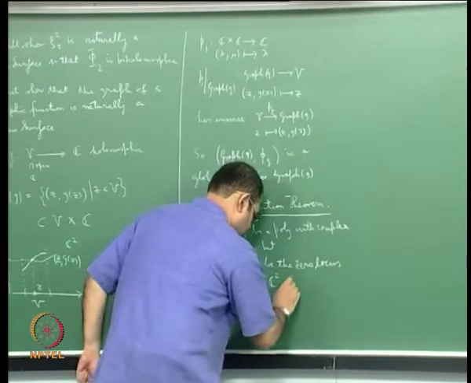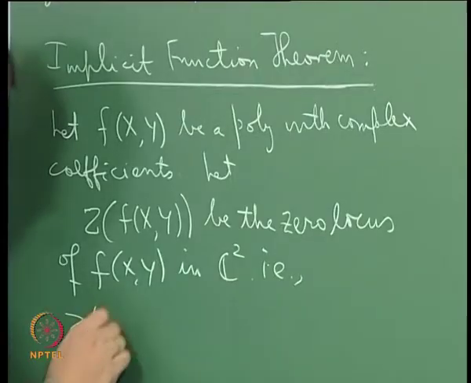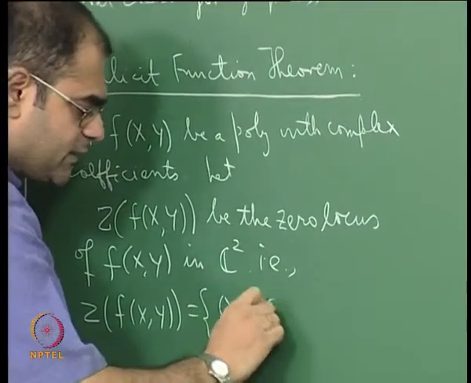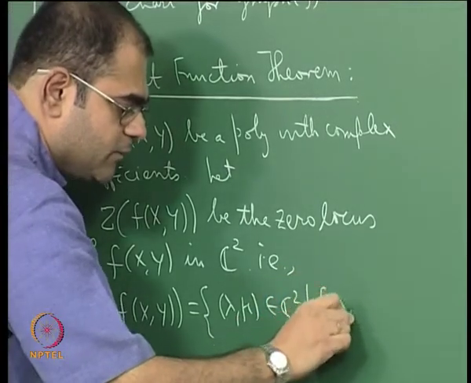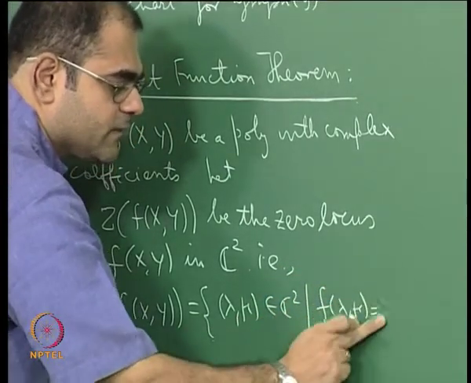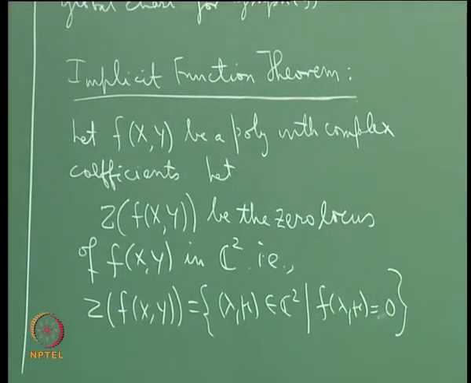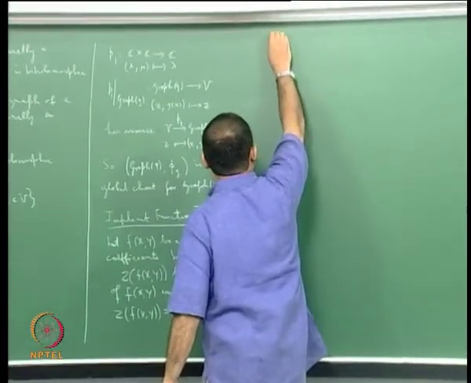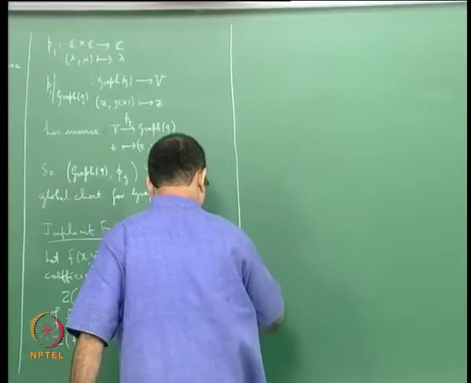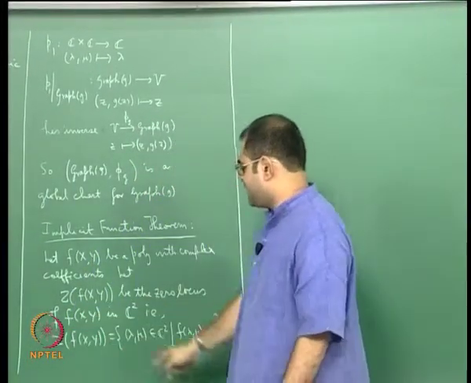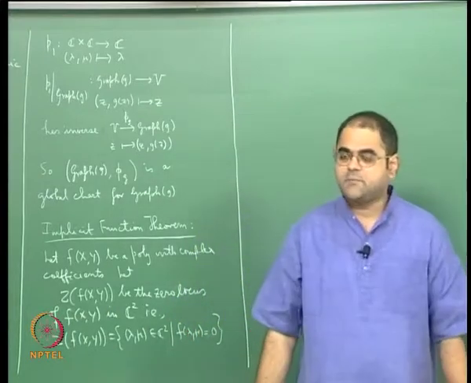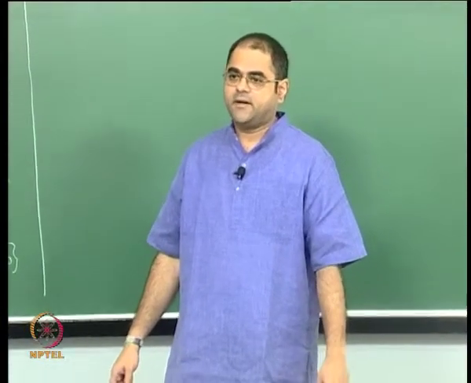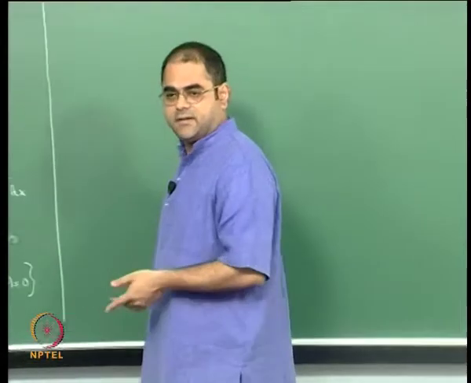So what does it mean? It means Z of f of x comma y is the set of all lambda comma mu in C2 such that f of lambda comma mu is 0. This is the 0 locus, and the point is the implicit function theorem says that the equation f of x comma y equal to 0 can be solved locally as y is equal to g of x, provided there is a condition on the derivative, just as in the real implicit function theorem.